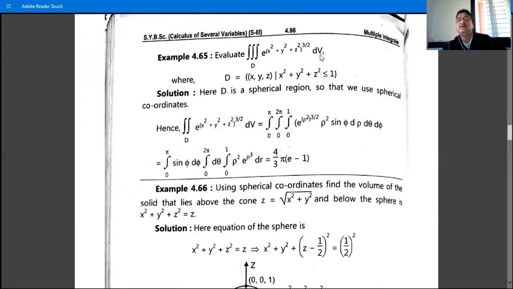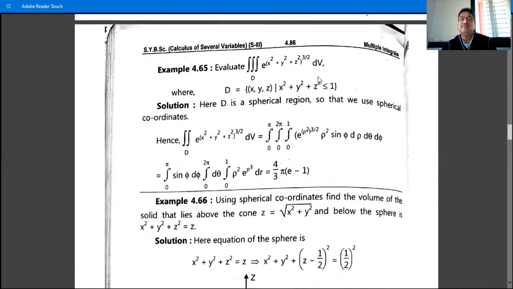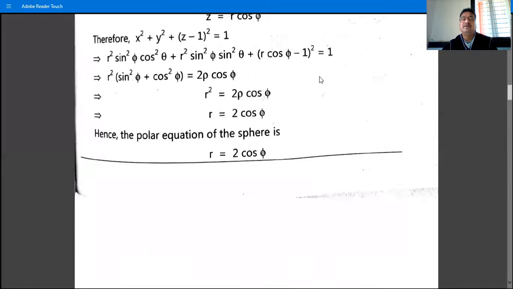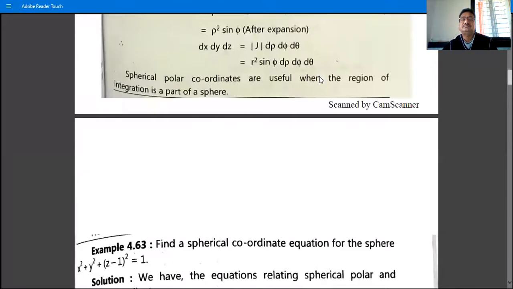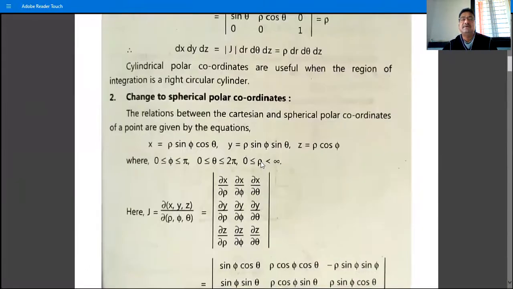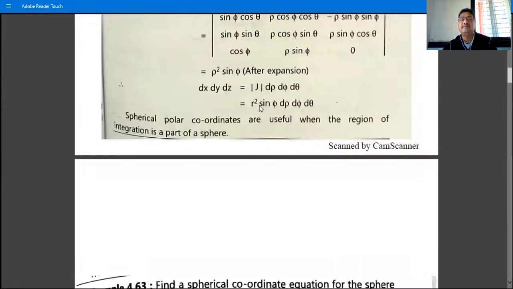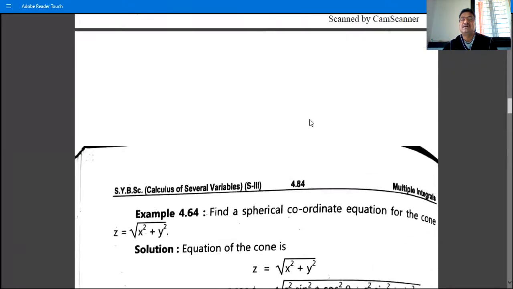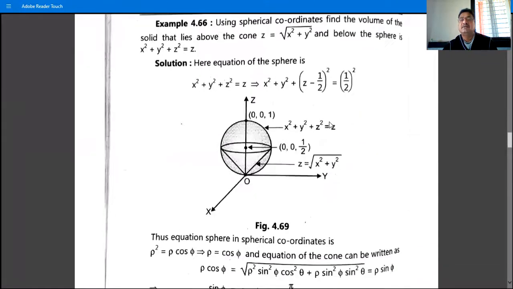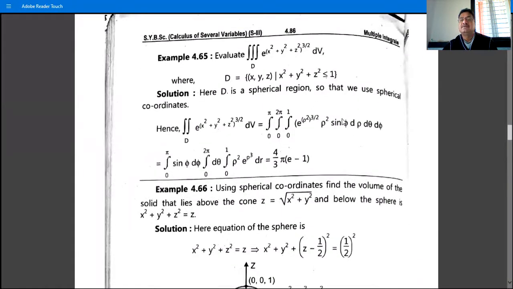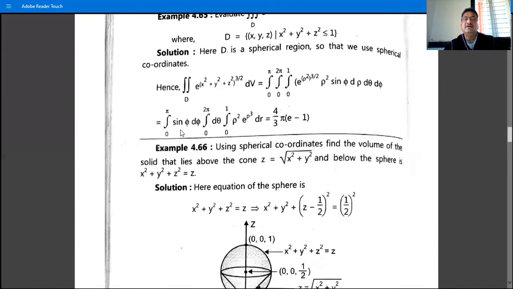And this dv means dx dy dz, and dx dy dz is replaced by what? Here is the dx dy dz in spherical coordinates. dx dy dz is replaced by r square sin phi dr d phi d theta, or rho square sin phi d rho d theta d phi, or r square sin phi dr d theta d phi. Use the notation r. Then the simplification.